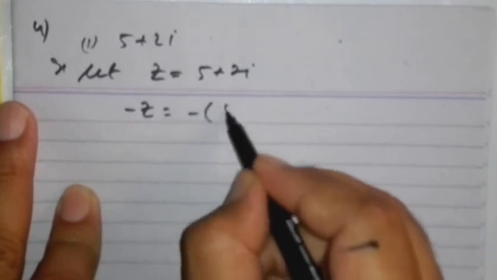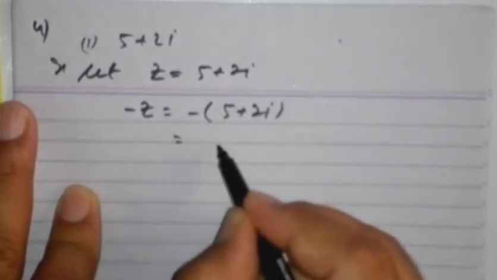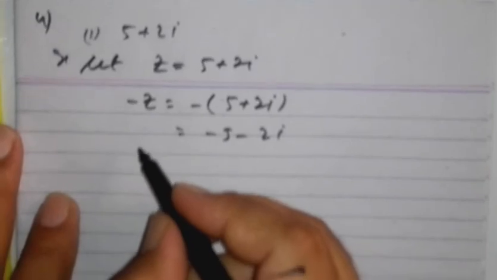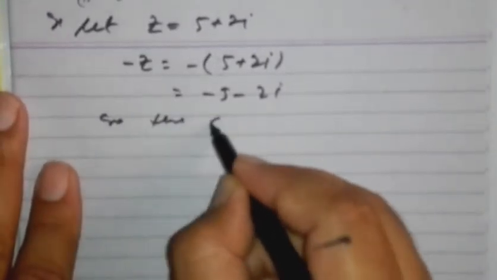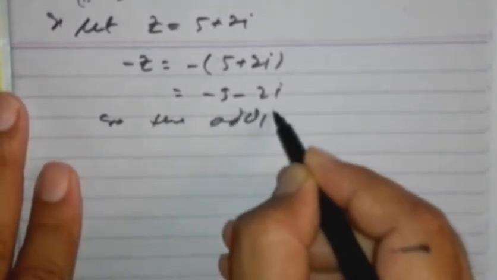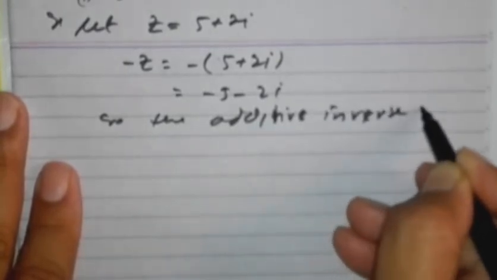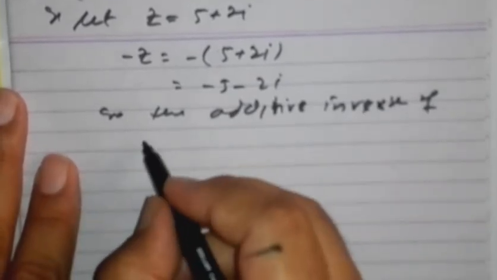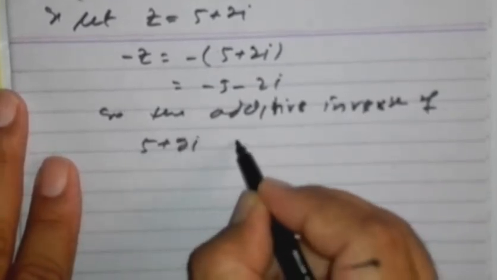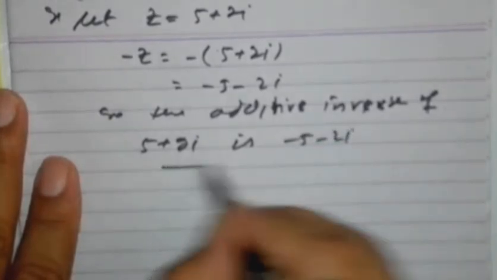Question number 4. Find the additive inverse of 5 plus 2 iota. Solution. Let z equals 5 plus 2 iota, minus z is equal to minus 5 plus 2 iota, which equals minus 5 minus 2 iota. So the additive inverse of 5 plus 2 iota is minus 5 minus 2 iota.